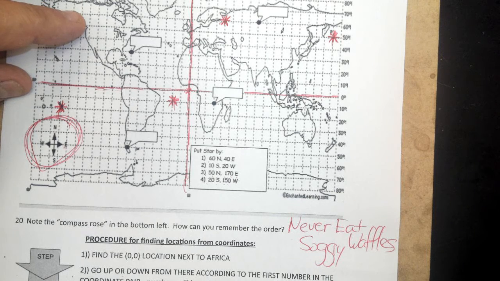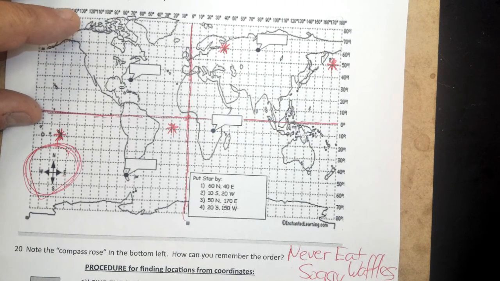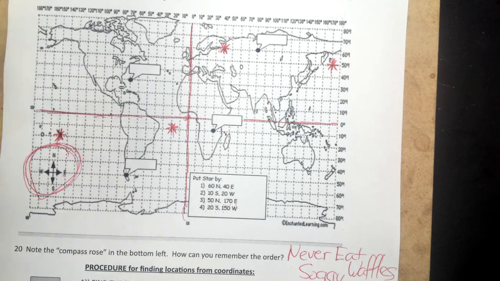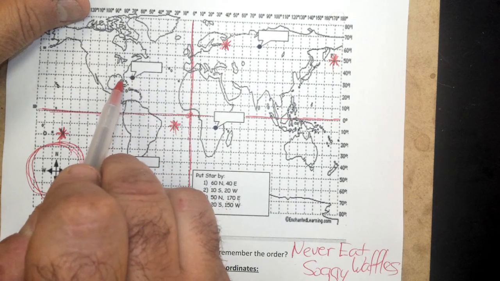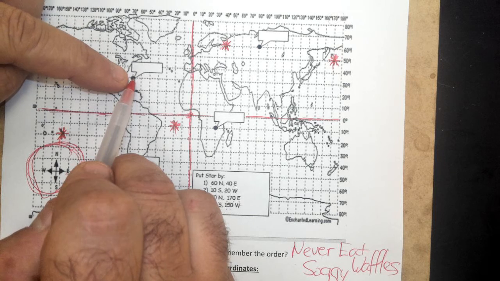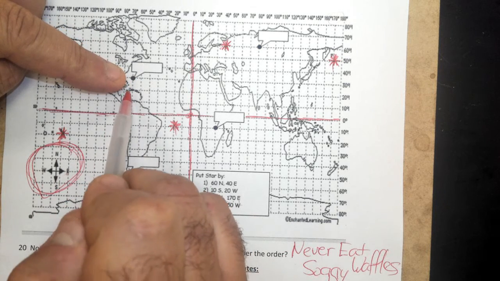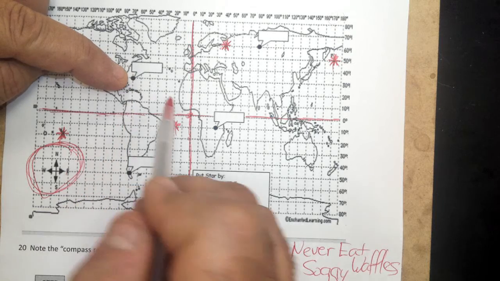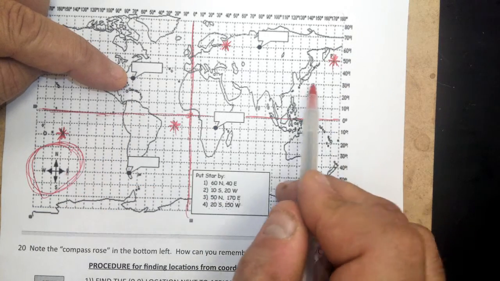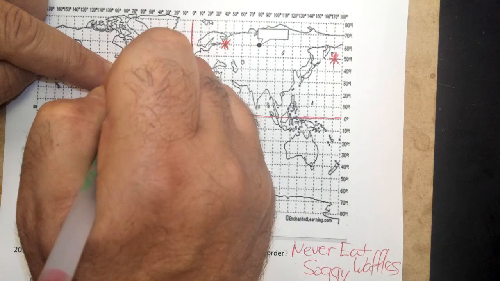Okay, now that is finding the location, the spot on a map when we start off with numbers. Now we're going to go in the opposite direction. We're going to start off with a spot and find the numbers. So looking at this spot here off of Florida, first of all, how far away from the equator is it? It's 1, 2, 3 spots away from the equator, 3 lines. Each line is 10, so it's 30 degrees away from the equator. So I'm going to put a 30 there.